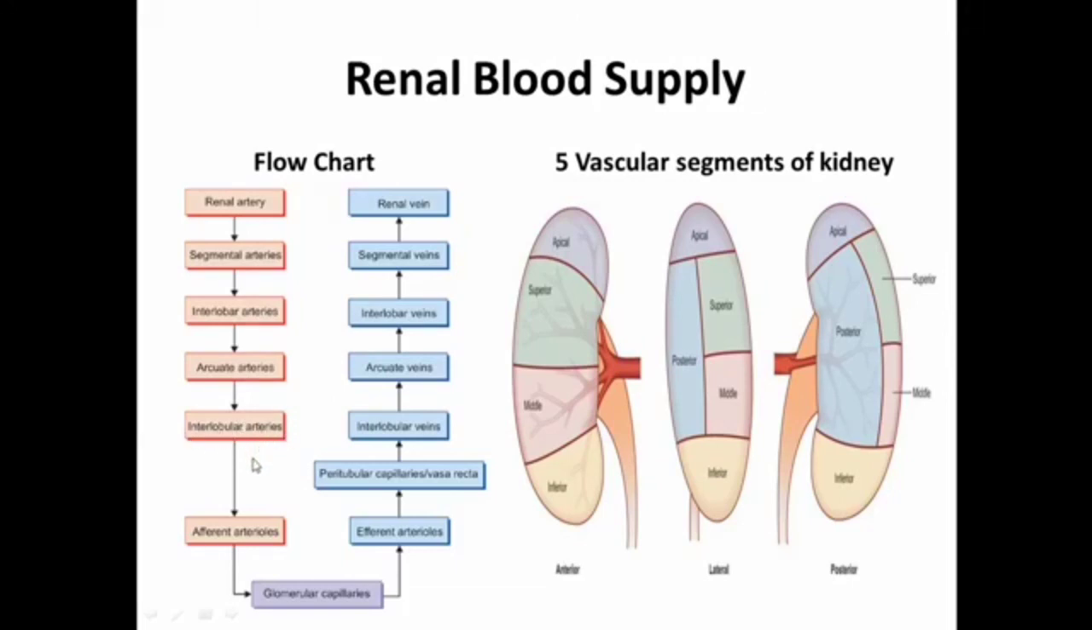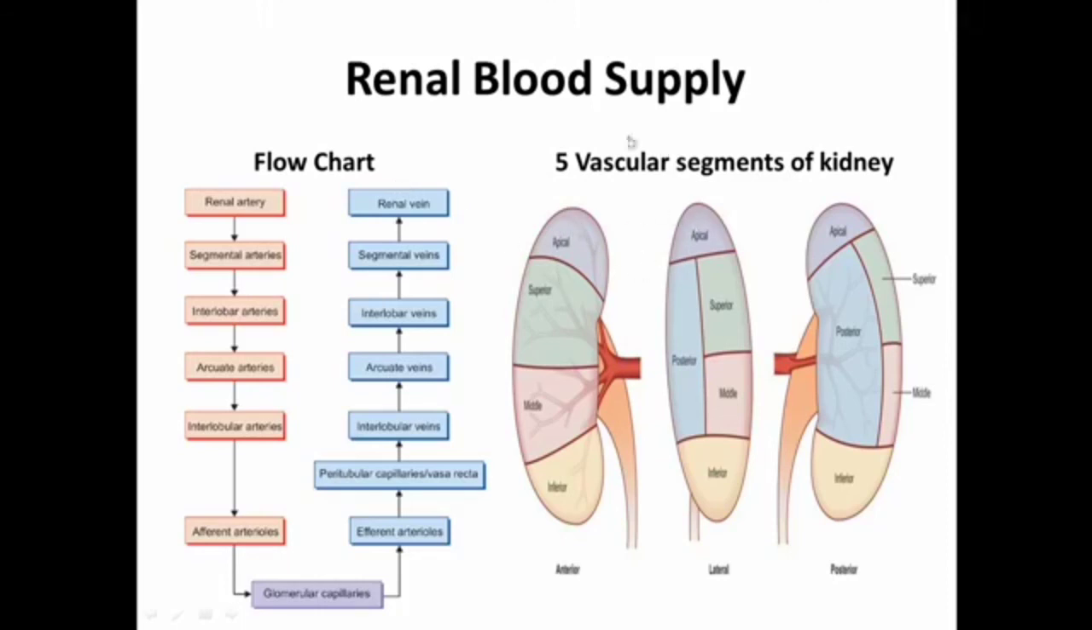Interlobular arteries give rise to the afferent arterioles, then entering into the glomerular capillaries. From the glomerular capillaries, the efferent arteriole arises, and it ultimately leads to the peritubular capillaries or the vasa recta, depending upon the site in the cortex. And then they lead to the formation of the interlobular veins. Interlobular veins drain into the arcuate veins, draining into the interlobar veins. They enter into the segmental veins, and they lead to the formation of the renal vein, and renal veins enter into the inferior vena cava.